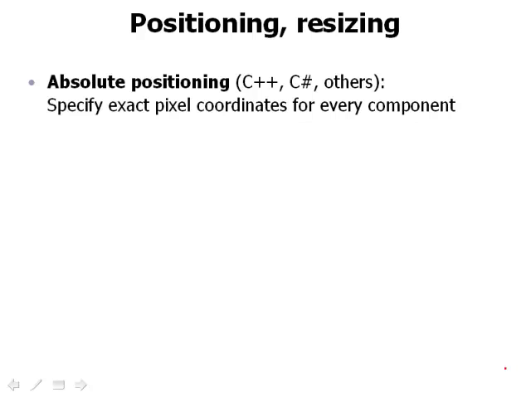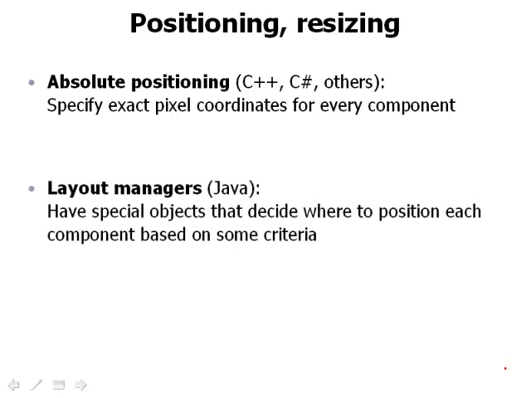However, that's not what Java does. Java uses a different strategy called layout managers. A layout manager is an object that is used to govern the position of all the other components on the screen, and it uses some sort of criteria to decide how to do that. There are different kinds of layout managers that do this task in different ways. This is a little bit unusual, and we have to learn about it to understand how it works. I think absolute positioning is a little bit more intuitive for most people.